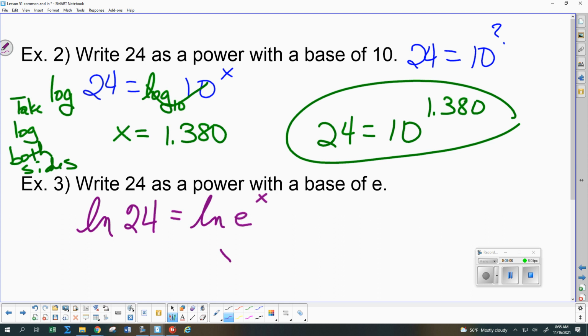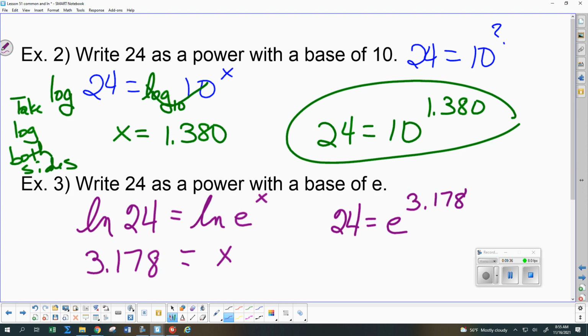And that's what you are typing in your calculators right now, using that ln button. And raise your hands when you have that one. Okay. 3.178, give me thumbs up, thumbs down, the rest of you, is that what you're getting? Okay, that's what the exponent is. The problem says write 24 as a power with a base of e, so I need to say 24 is e to the 3.178. And there's my answer.